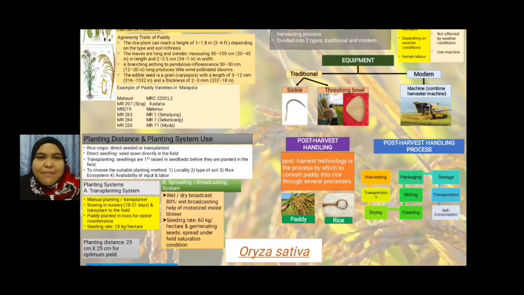For the second system, we can use a spreading or broadcasting system. There are 2 types of broadcast, which are wet or dry broadcast. 80% use wet broadcasting with the help of a motorized blower. The seeding rate is about 60 kg per hectare and the germinated seeds are spread under field saturation condition. For the planting distance, 25 cm times 25 cm for optimal yield.